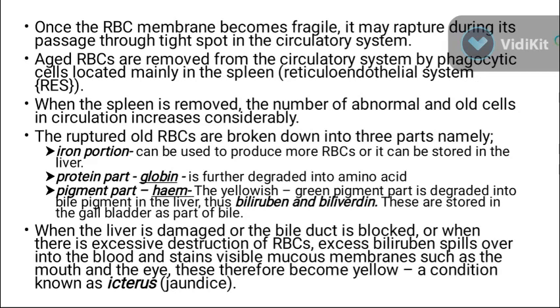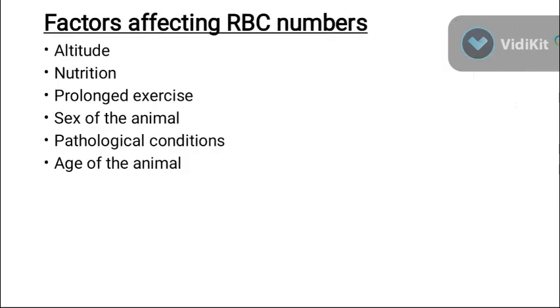When the liver is damaged or the bile duct is blocked, or when there is excessive destruction of RBCs, excess bilirubin spills over into the blood and stains visible mucous membranes such as the mouth and the eye. These therefore become yellow, a condition known as icterus, jaundice. Factors affecting RBC numbers: altitude, nutrition, prolonged exercise, sex of the animal, pathological conditions, age of the animal.